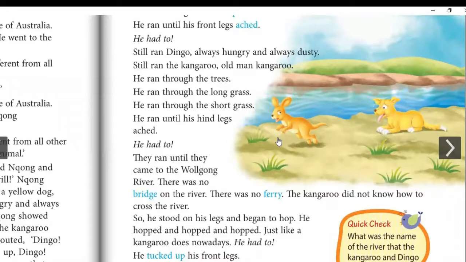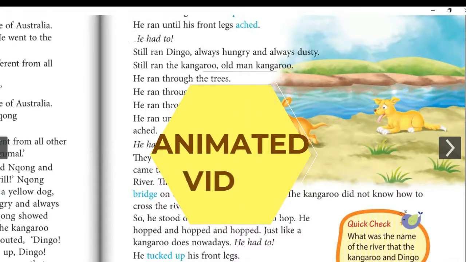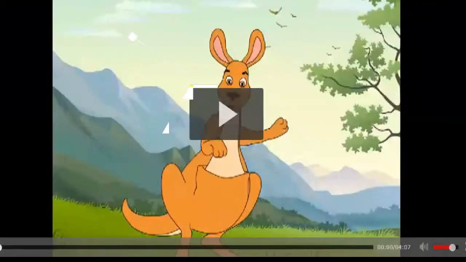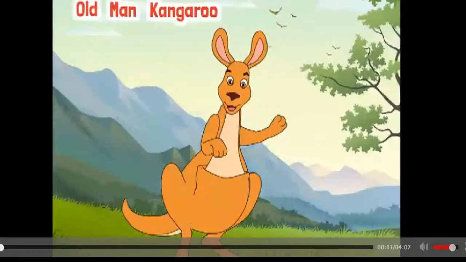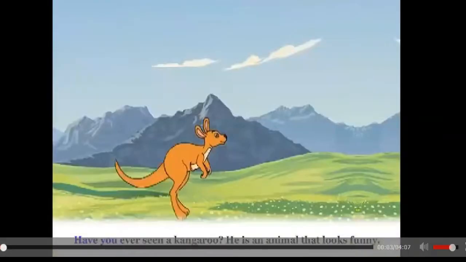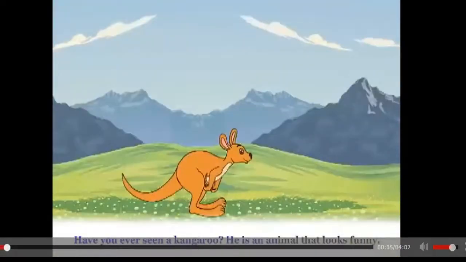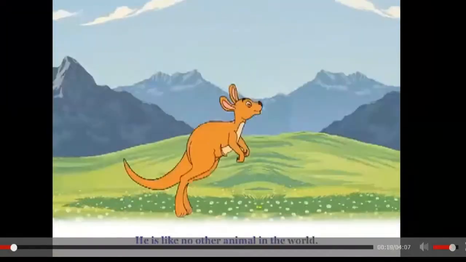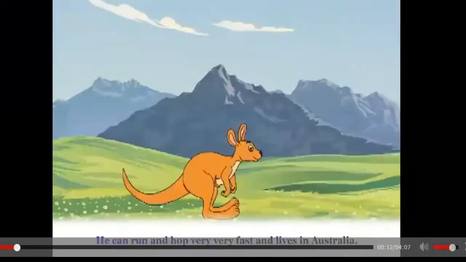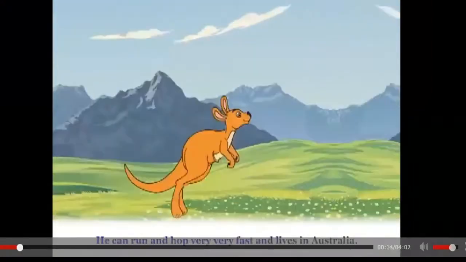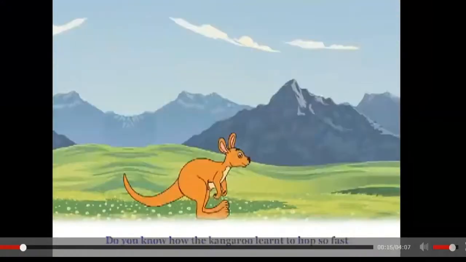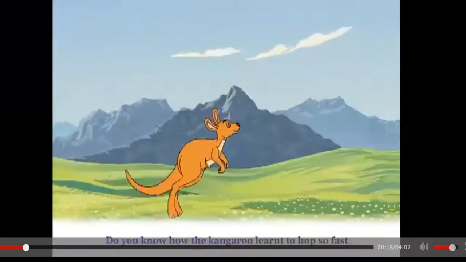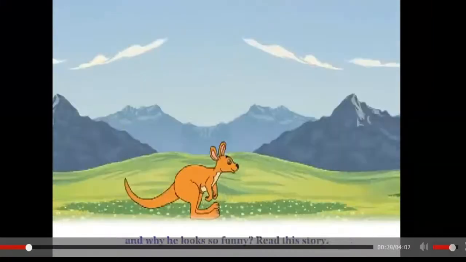Okay kids, now let's listen to the animated part of this video. Old Man Kangaroo. Have you ever seen a kangaroo? He is an animal that looks funny. He is like no other animal in the world. He can run and hop very fast and lives in Australia. Do you know how the kangaroo learned to hop so fast and why he looks so funny?